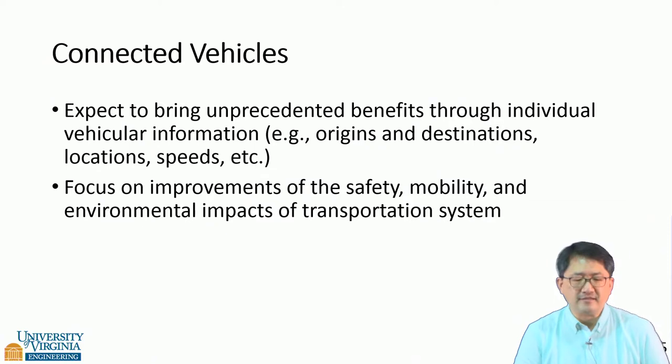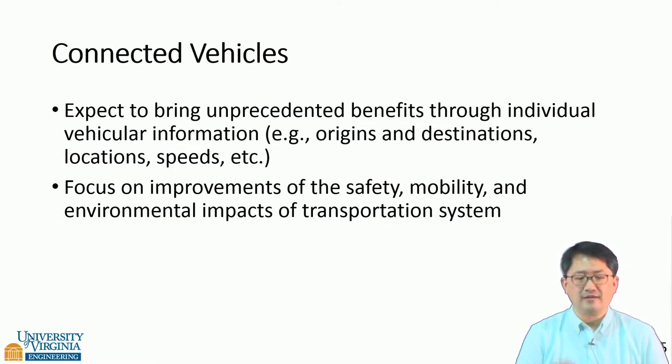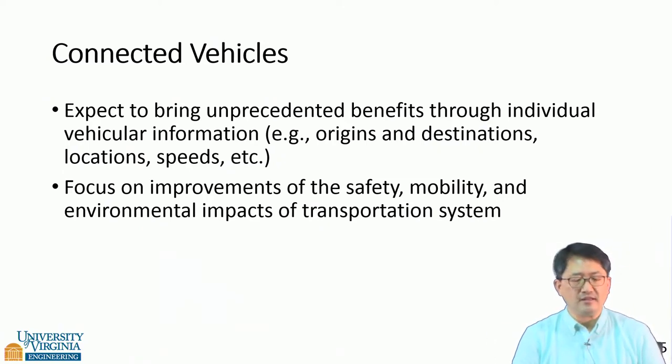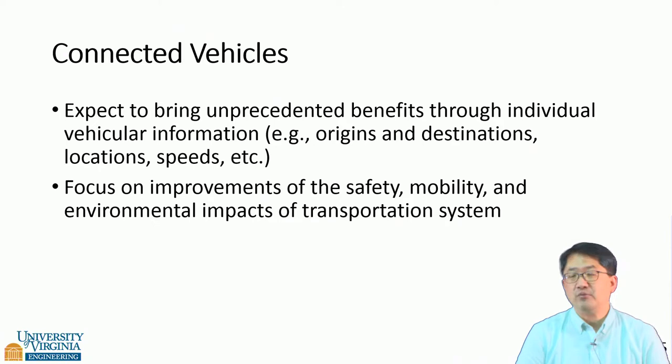So again, as I said, it's an unprecedented benefit through individual vehicular information. Now we don't have to worry about collecting origins and destinations. Every car that drives from home to work, we actually get the OD with every 100 millisecond updates of the locations and speeds and everything. So this is going to be interesting. We talked about the importance of calibration. We may not need to calibrate anymore.